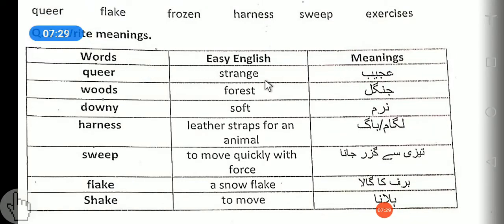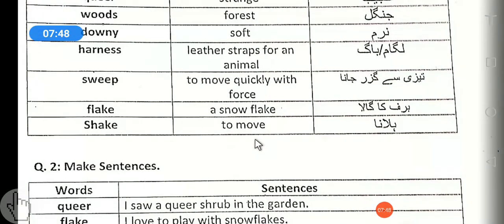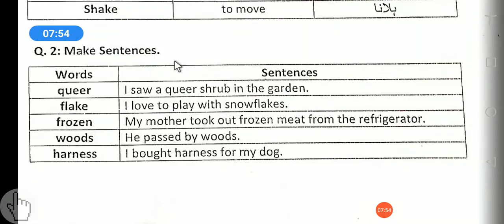Queer, strange, ajeeb. Woods, forest, jungle. Downy, soft, naram. Harness, leather straps for an animal, lagam. Sweep, to move quickly with force, tezi se guzar jana. Flake, a snowflake, barf ka gala. Shake, to move, hilana.